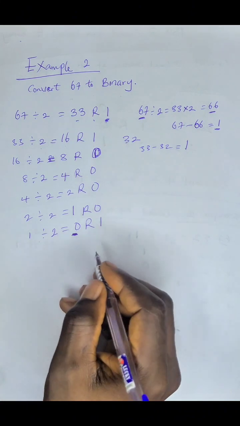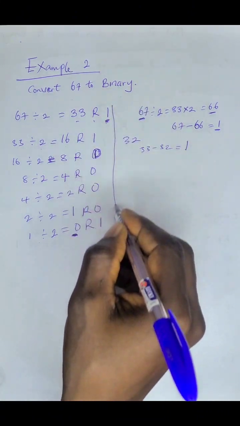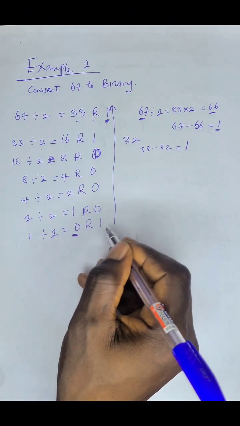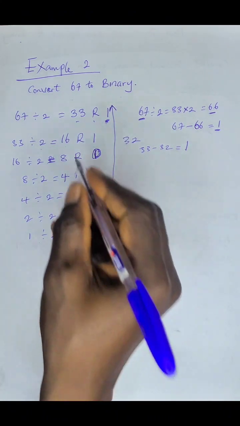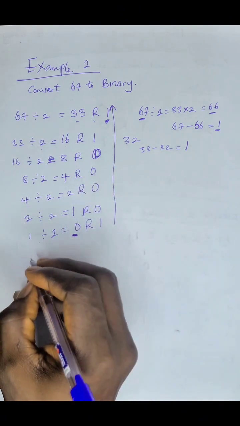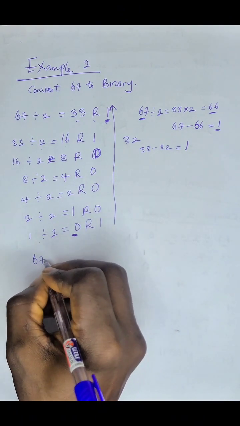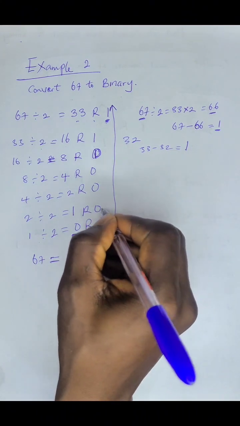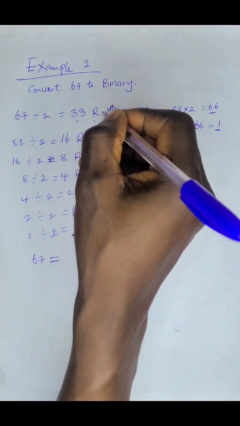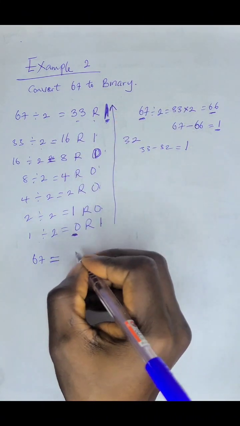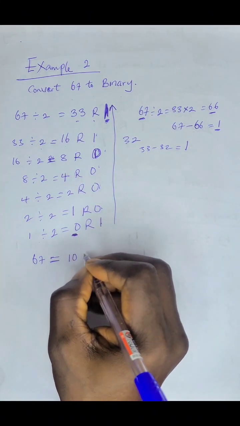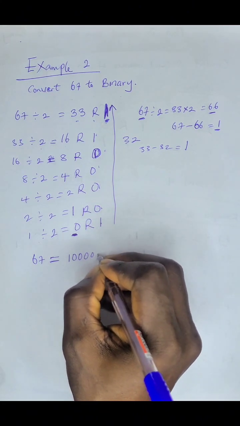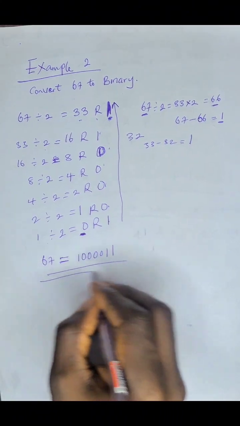So now you write the answer, the remainders, in reverse form, from bottom to top. So the decimal number 67 in binary is equal to 1000011. From bottom to top, 1000011 is your answer.